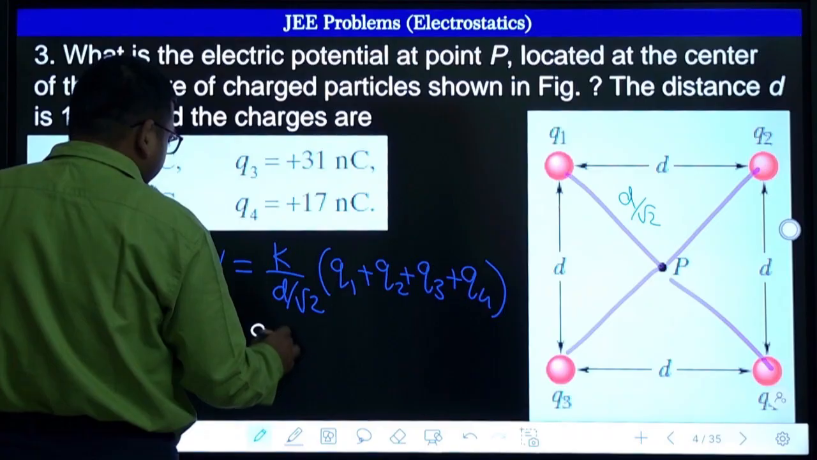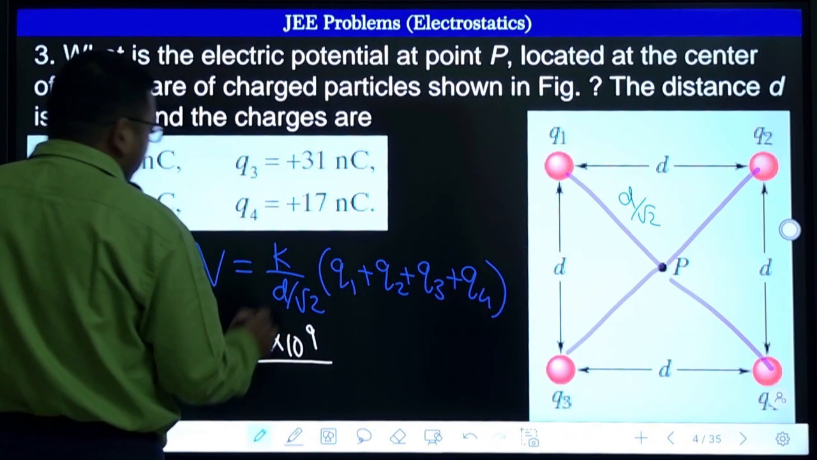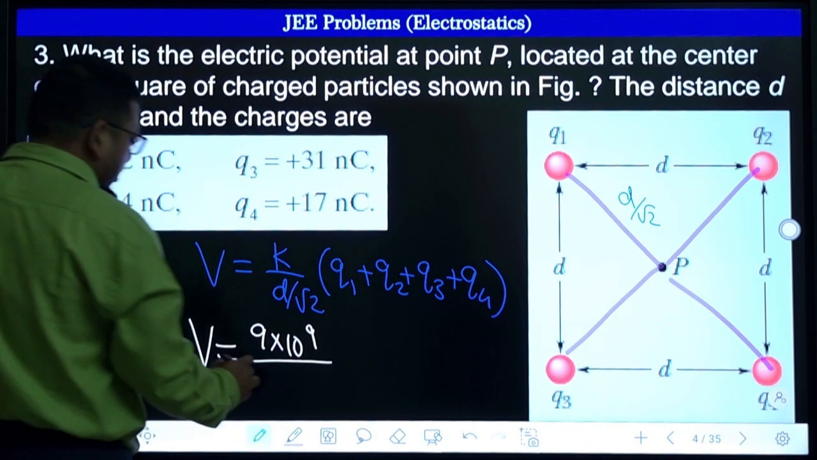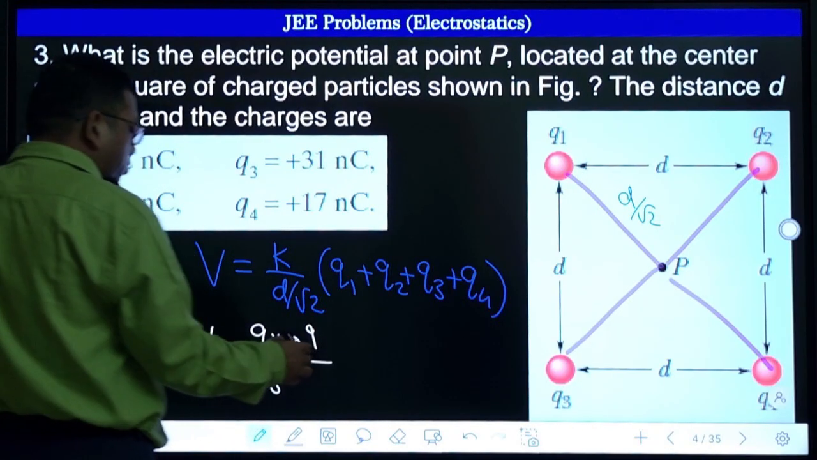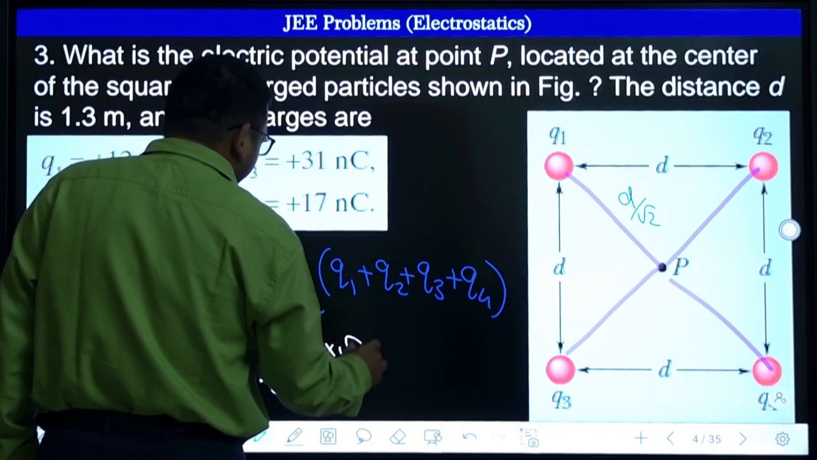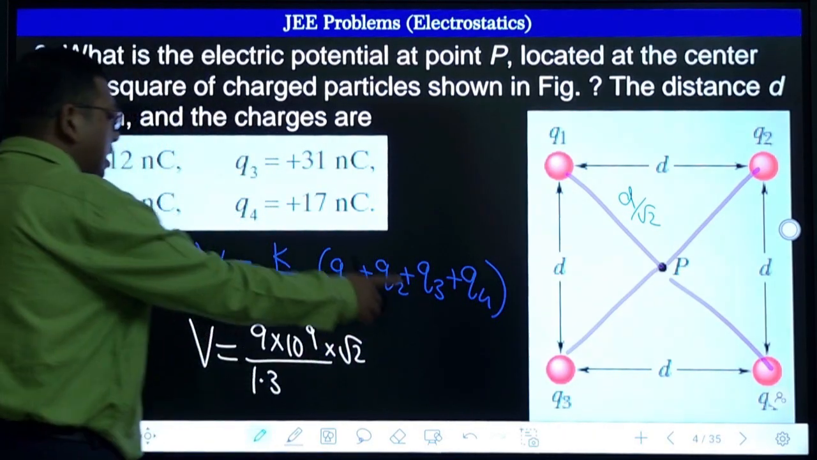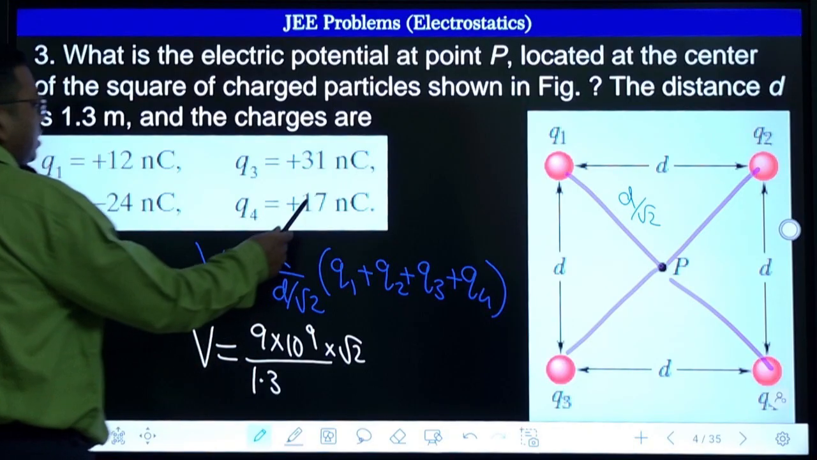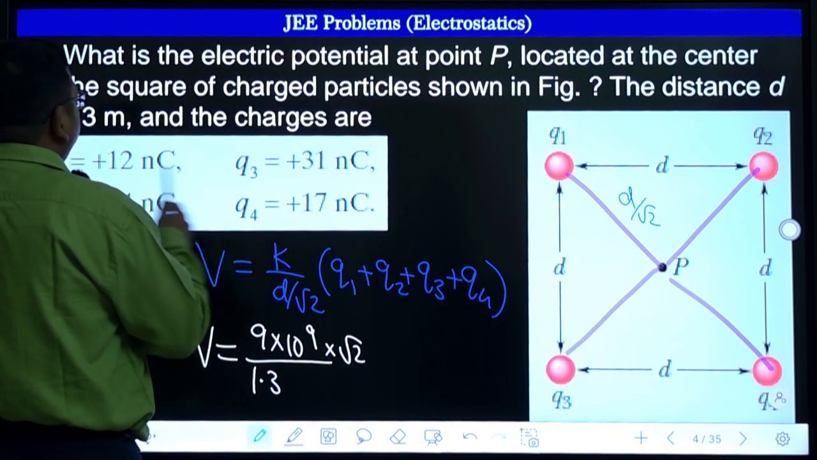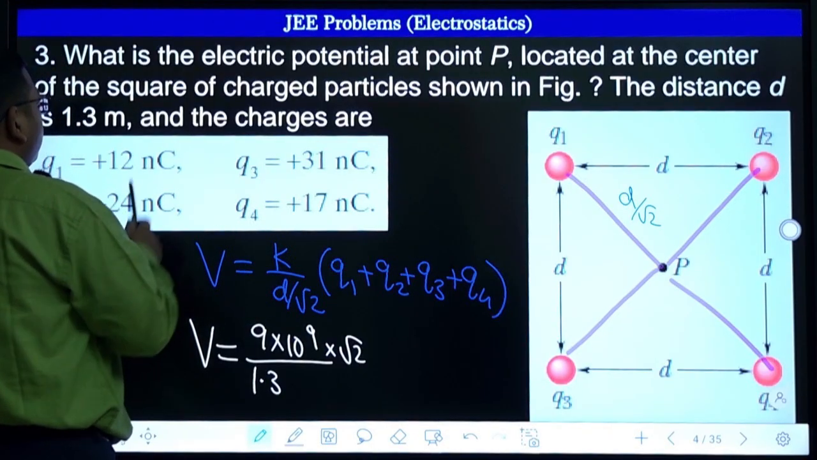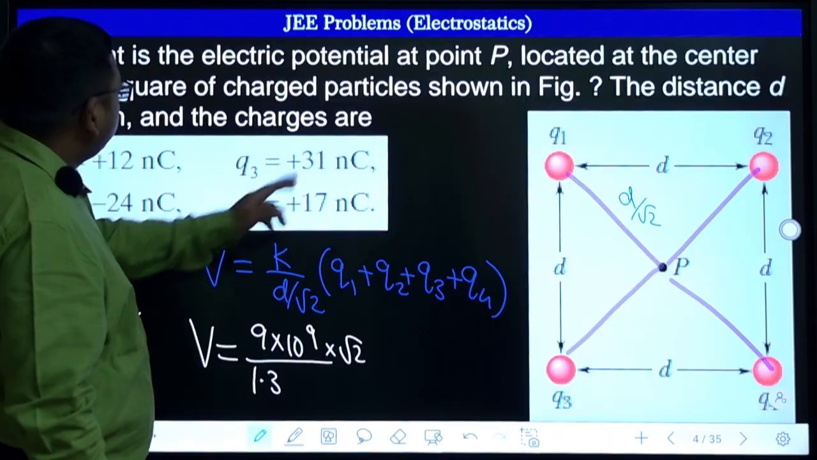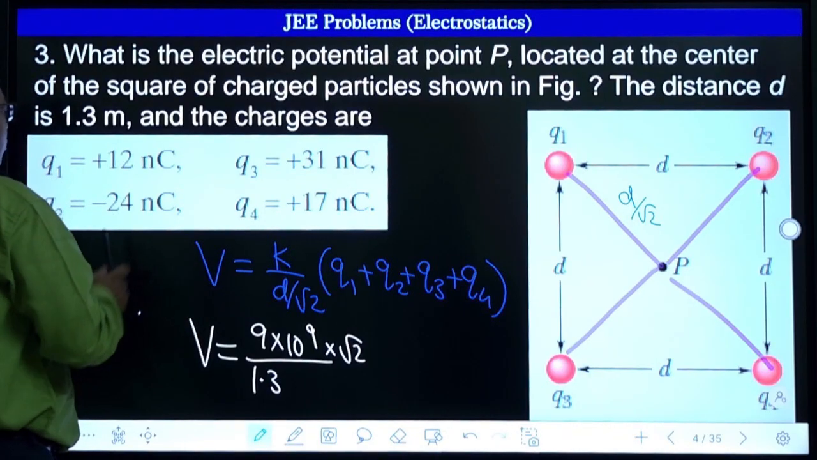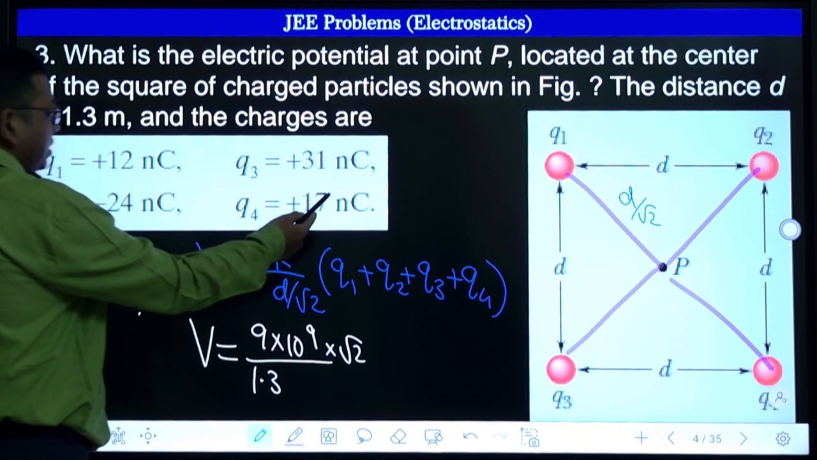K is 9 into 10 to the power 9, and this distance d, they have given the value. How much is the distance? 1.3 meter. 1.3 root 2 will go in the numerator. And what is the sum of these charges? All are in nanocoulomb. Just add them. Okay, so you can see how much this will become. Add 12 plus 31. How much is it? It becomes 43. 43 plus 17 you add.